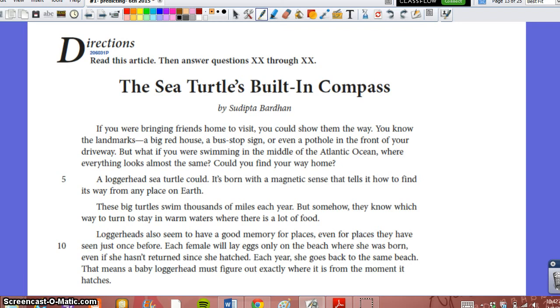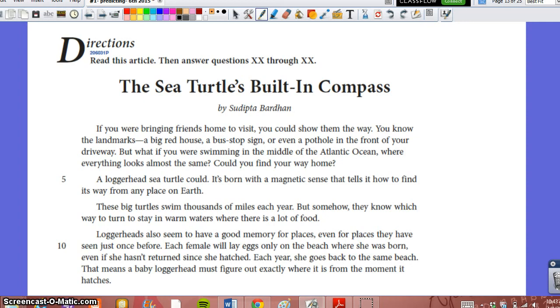If you were bringing friends home to visit, you could show them the way. You know the landmarks: a big red house, a bus stop sign, or even a pothole in front of your driveway. But what if you were swimming in the middle of the Atlantic Ocean, where everything looks almost the same? Could you find your way home? A loggerhead sea turtle could. It's born with a magnetic sense that tells it how to find its way from any place on Earth.